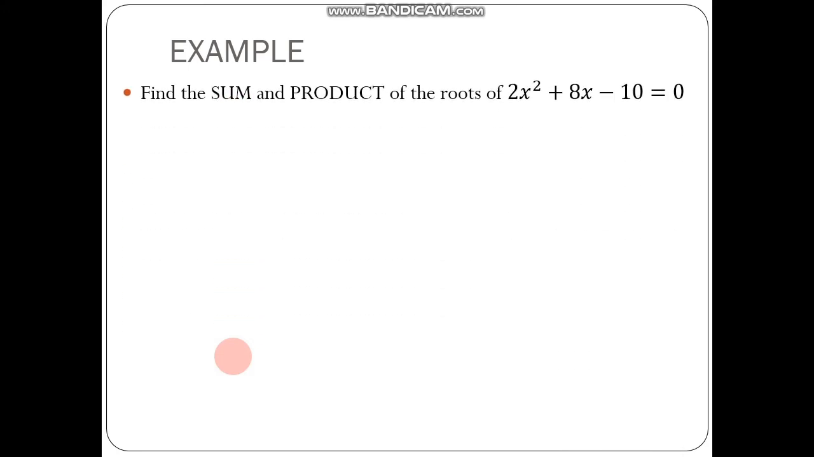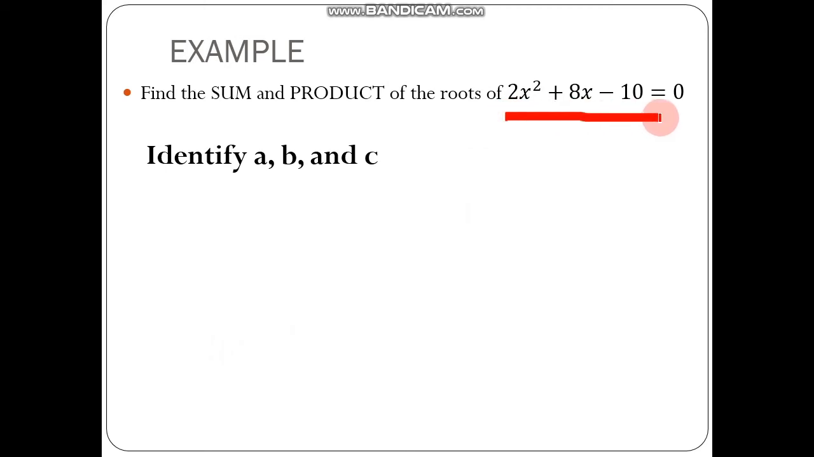Let's have an example. Find the sum and product of the roots of 2x squared plus 8x minus 10 equals 0. Since the given example is in standard form, we don't need to transform. We can identify directly the a, b, and c. A is 2, b is 8, and c is negative 10.